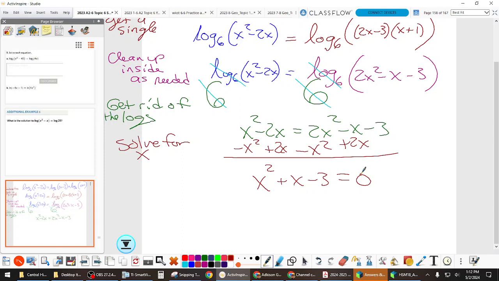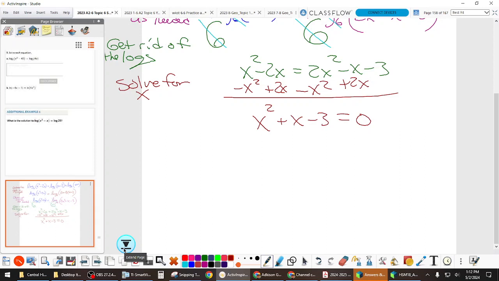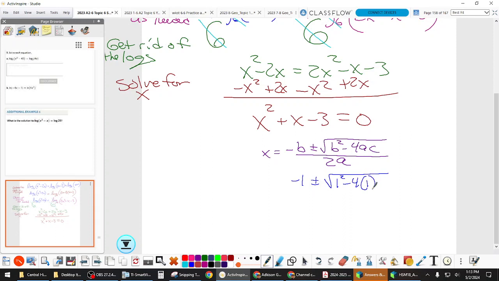Does it factor? Uh-oh. Does that mean we can't solve it? What is the quadratic formula? Plus or minus. Yeah, good job. Again, if you don't have that on your note card, you might want to put it on there. Okay, let's plug in everything. We have negative 1 plus or minus 1 squared minus 4 times 1 times negative 3, all over 2 times 1.